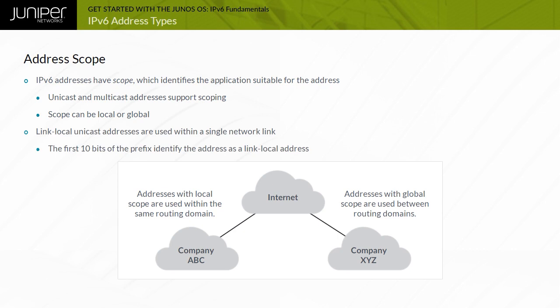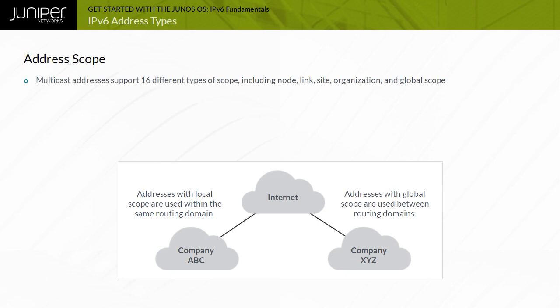The first 10 bits of the prefix identify the address as a link local address. Link local addresses cannot be used outside a network link. Multicast addresses support 16 different types of scope, including node, link, site, organization, and global scope. A 4-bit field in the prefix identifies the scope.